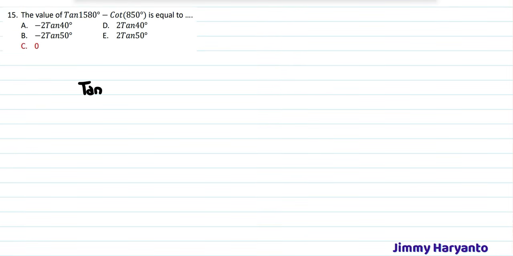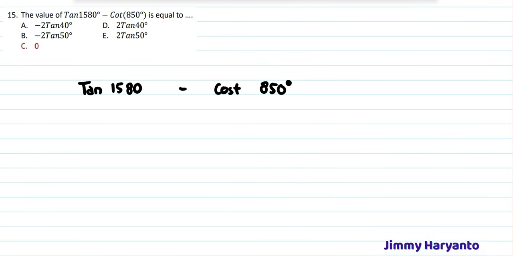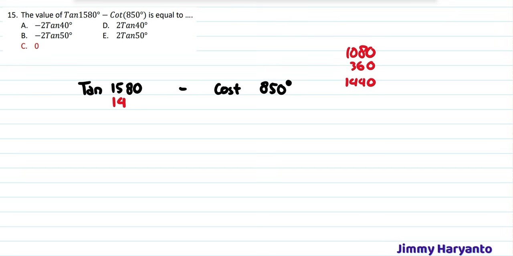Next question is 15. For question 15, we have tangent 1580 degrees minus cotangent of 850 degrees. Because the angle is more than 360, we have to simplify this one first, the angle. 360 times 4 is 1440. So I think we can subtract 1440, the multiple of 360. So we'll have tangent 140 right here, minus, not the cos, the cotangent, oh my god.